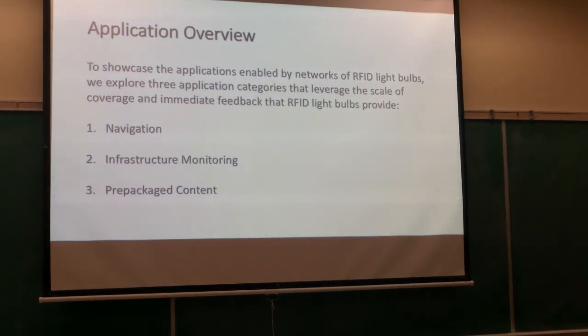To showcase the kind of things that you can do if you have an RFID augmented home, there are three different classes of applications that we explored. The first was navigation. If you know the topology of where your RFID light bulbs are installed, and maybe you're wearing a lanyard that has an RFID tag and you know where your items are, you can think of doing things like illuminating lights to guide you towards something that you might be looking for. Or just giving you directions to a particular room, right?